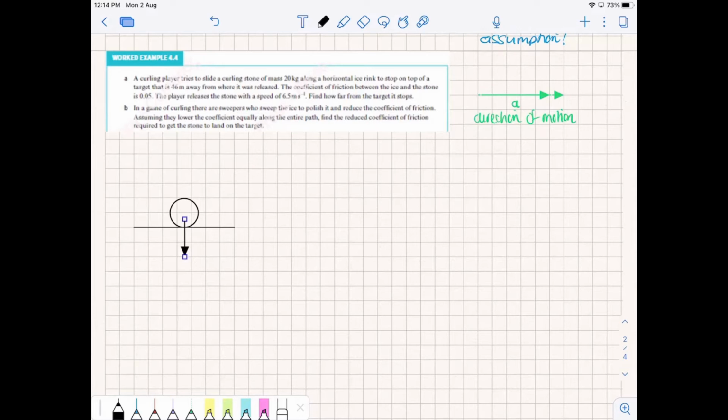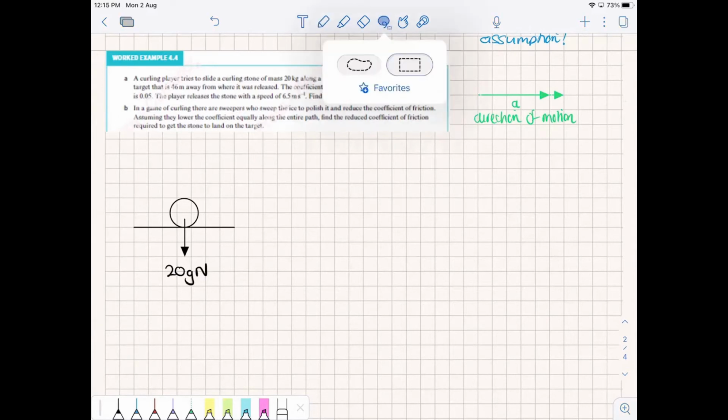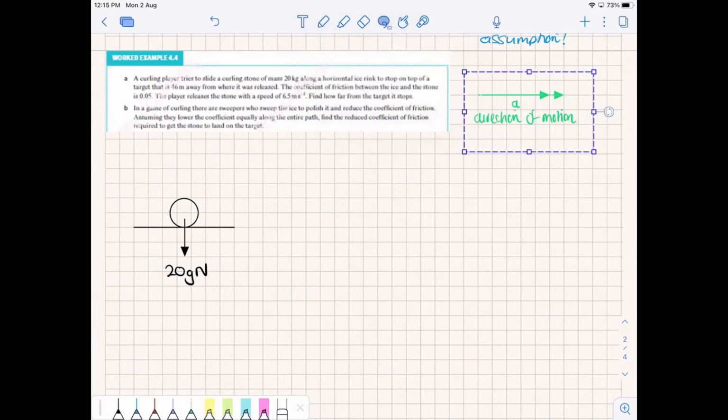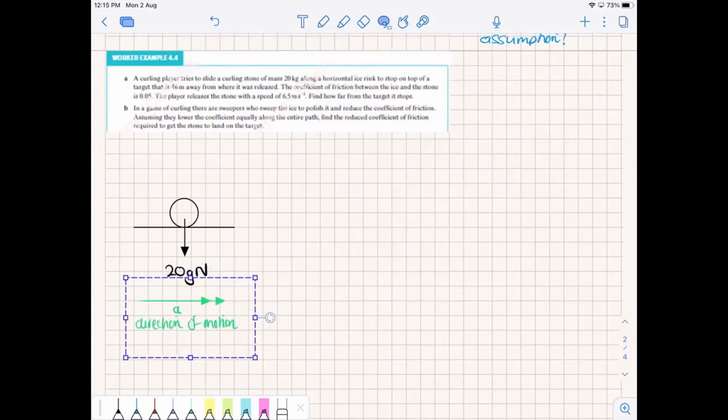There we go. So we have the vertical weight of the object, and that is 20 times the force of gravity, newtons. Next we're going to set our direction of motion, because that will determine in which way we are going to assume the forces are going. I'm going to say my direction of motion, the direction that this thing's going to run down the ice, is from left to right.